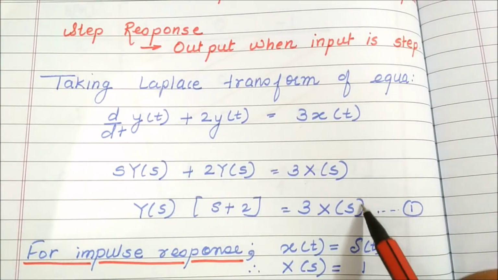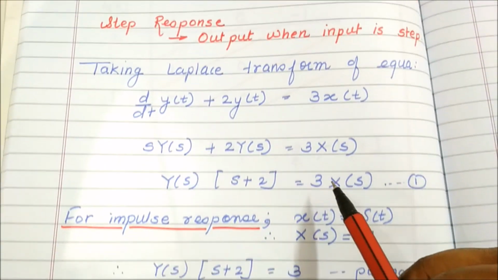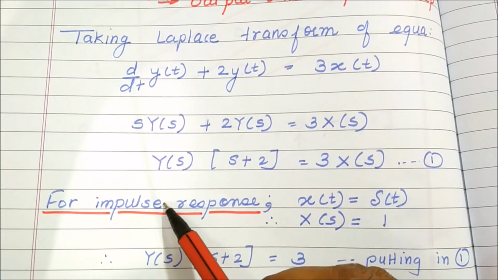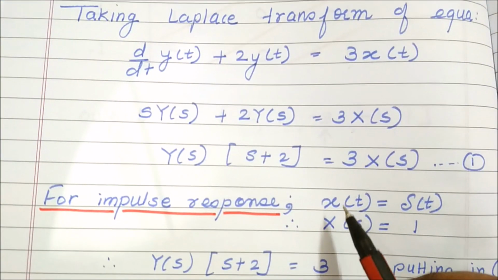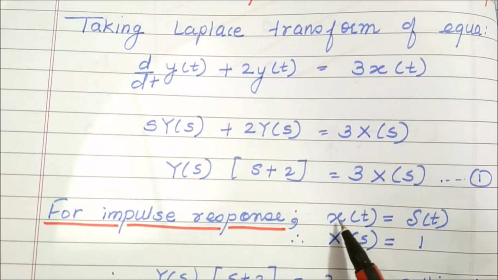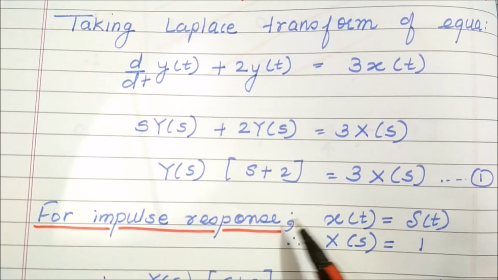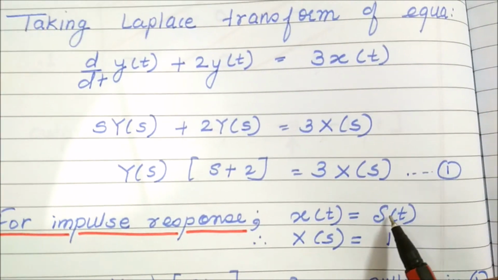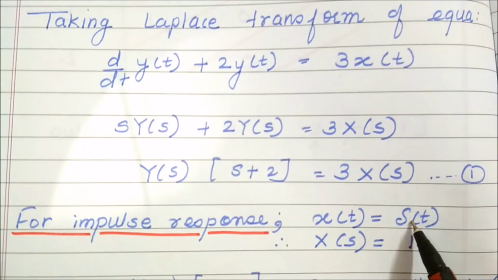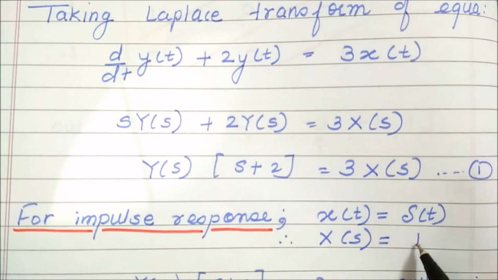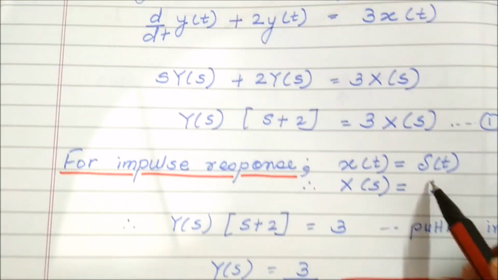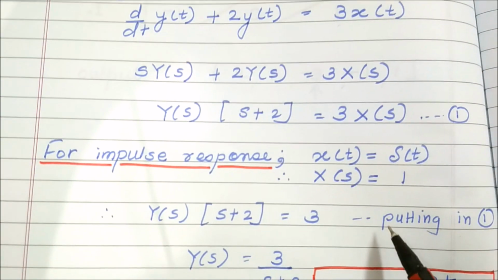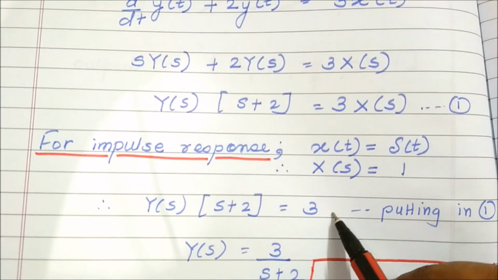Now we will have to replace X(s) according to the question. The first part of the question says find impulse response. So in impulse response, what is the input? Input is impulse. Impulse response means input x(t) is impulse. So when x(t) is delta(t), X(s) is equal to 1. Laplace of delta(t) is 1. After this we will substitute in the given equation.